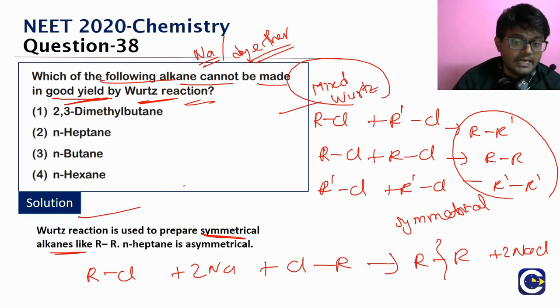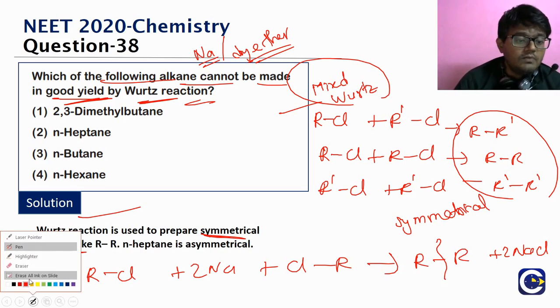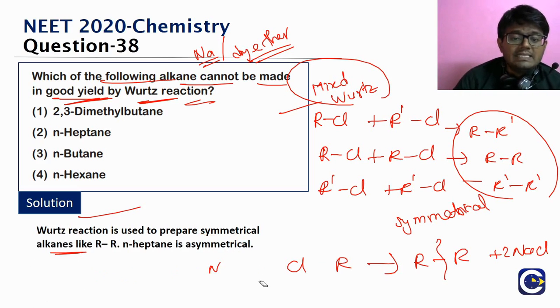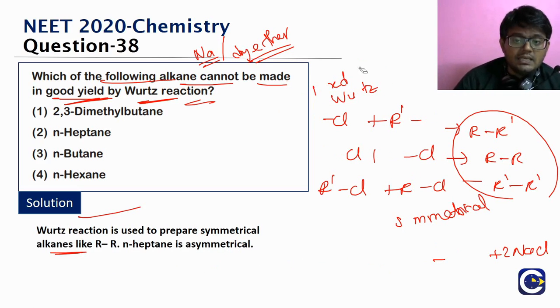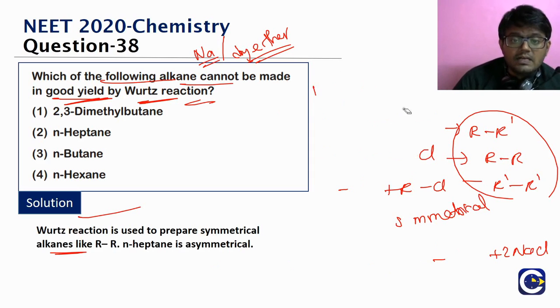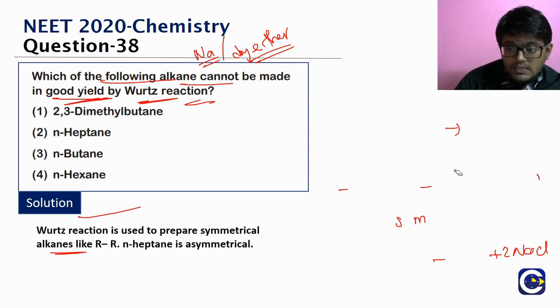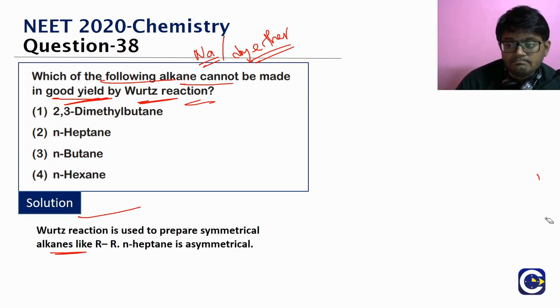What is 2,3-dimethyl butane? We'll just write down the structures and see. Whichever alkane is asymmetrical, that is the one which we will not be able to produce with good yield. And we know that even methane cannot be prepared from the Wurtz reaction, because methane contains just one carbon, right? So methane cannot be prepared from the Wurtz reaction.